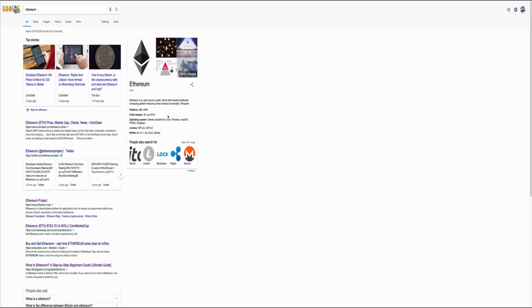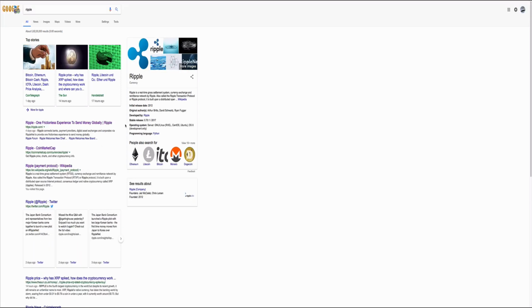Ethereum is the most famous cryptocurrency after Bitcoin. If you look at this area, it says that it was written in C++, Go, Rust, and Solidity. So clearly, if you want to learn any of these languages, you would do well in the Ethereum ecosystem. Likewise, if you look at Ripple, the programming language they've used is Python. Again, one of the best languages to have.